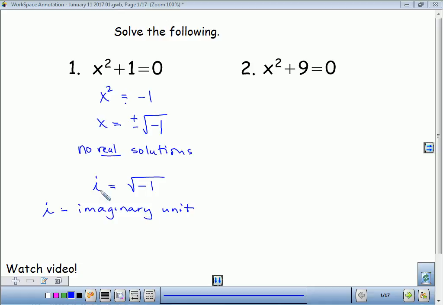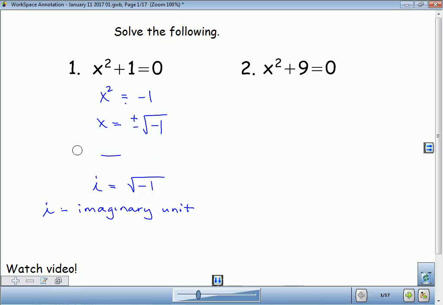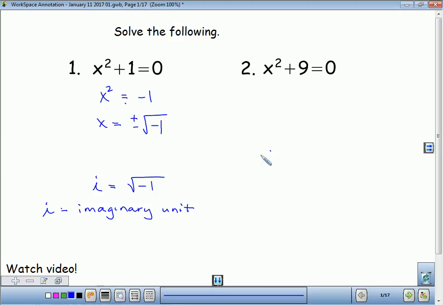We defined the square root of -1 as i. So this now has a solution. And we wouldn't write an answer as "no real solutions" anymore. That is a true statement: there are not any real solutions to that equation. But there are solutions. Now that we have defined the square root of -1 as i, we can write those solutions. The solutions are positive or negative i.